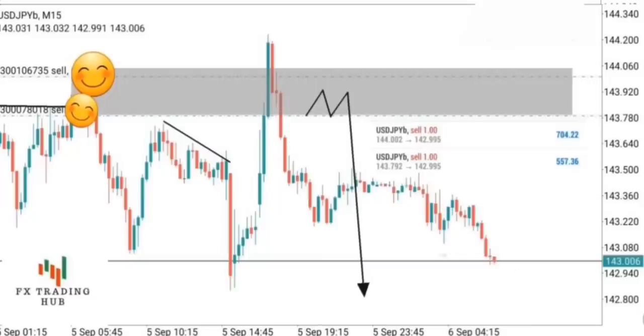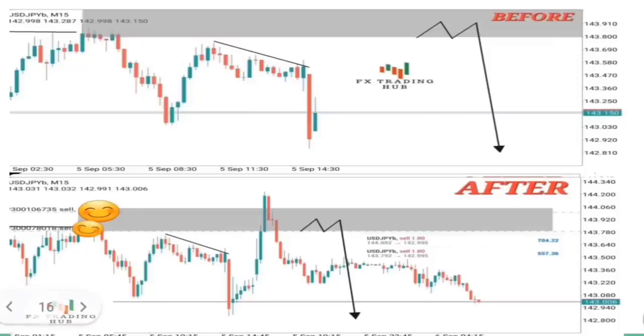So this is one strategy that will actually help you become profitable. It will help you tremendously. You can see that I showed the before and after of this setup. You may not have known that this is how I got this setup, but today I'm exposing it to you.